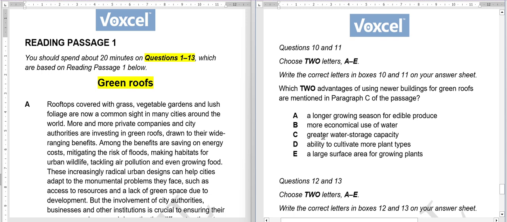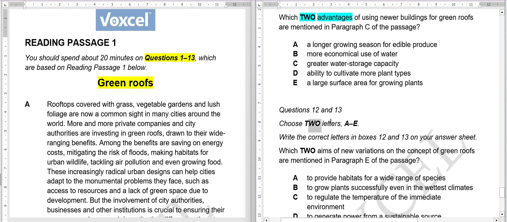These are again MCQs, but this is another type of MCQ. Here you have to pick two options, two advantages. Here it is written 2 letters, so you have to choose 2 letters. Again in this particular question also, let me change the color.